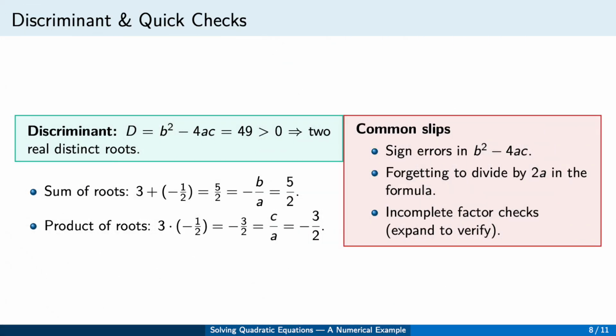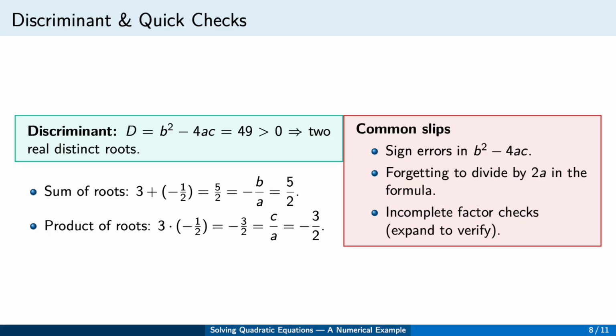Quick checks before we wrap. The discriminant is 49, greater than 0, so there are 2 real distinct roots. For the sum, it should be -b over a, which is +5 over 2, and 3 plus -1/2 equals 5 halves. The product should be c over a, which is -3 over 2, and 3 times -1/2 equals -3 halves.